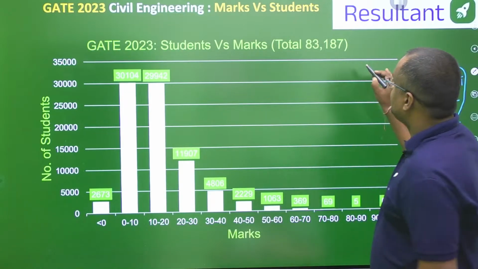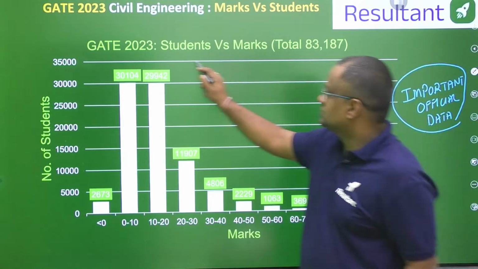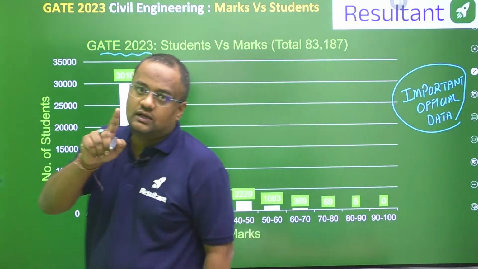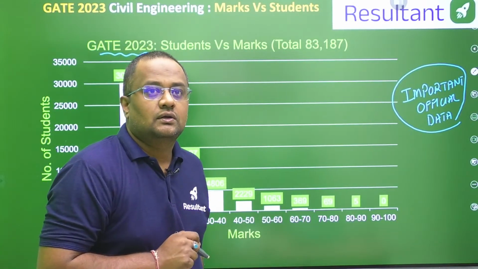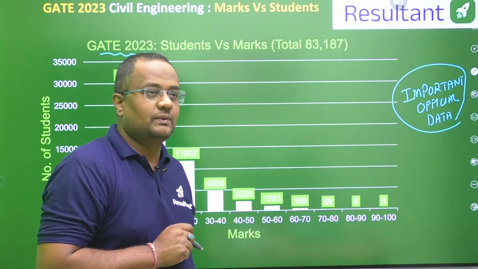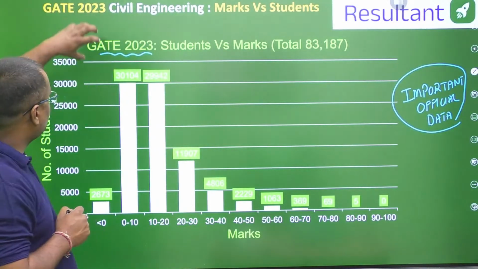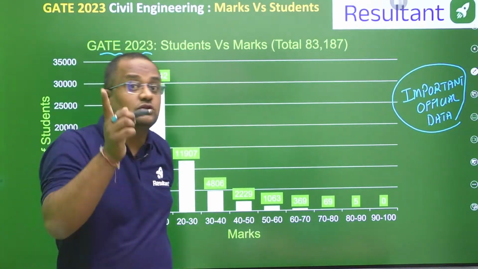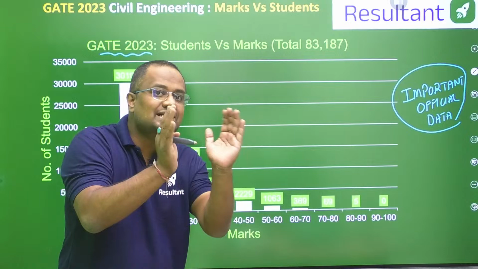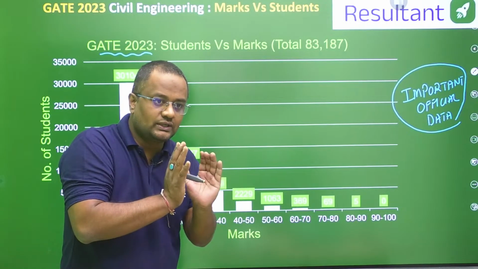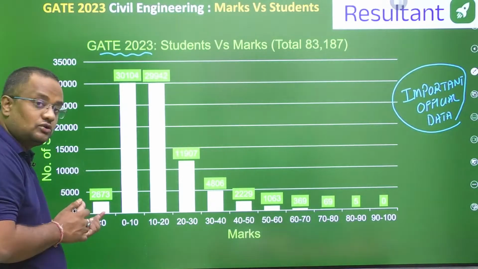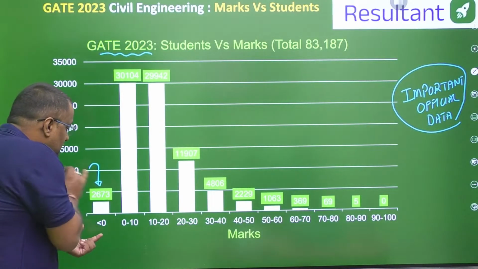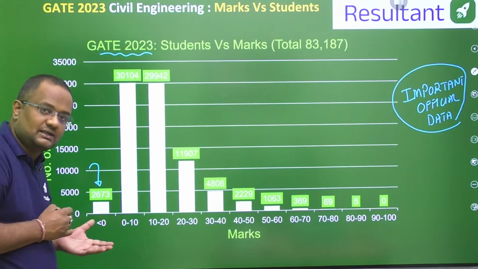And this data is, let me tell you, of GATE 2023. For 2024 IIT has not disclosed yet. Now see here, guys, out of the 83,000 who appeared, 1 lakh students had registered in 2023, but appeared is only 83,000. Out of those, 2,600 students are getting negative marks.